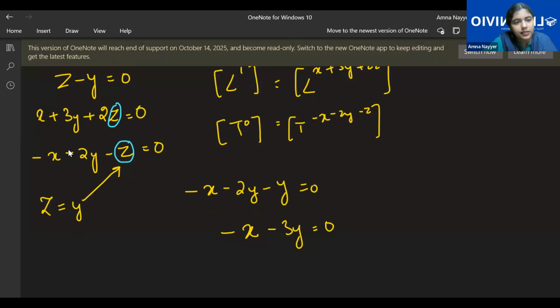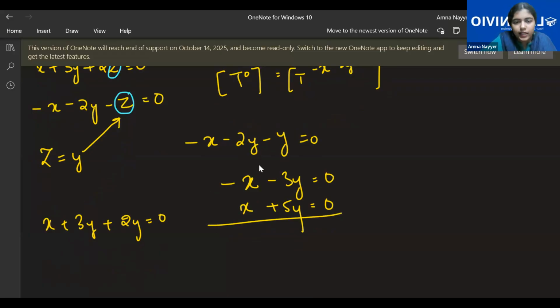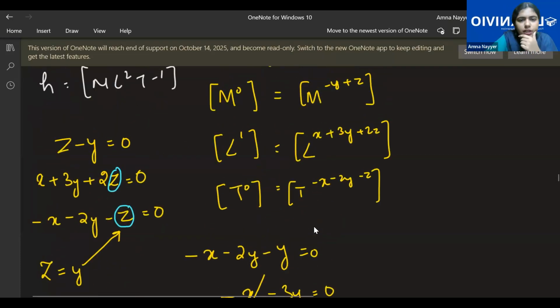And from the first equation, x plus 3y plus 2y is equal to 0. That makes it x plus 5y is equal to 0. Two equations, two variables, we'll be able to get the values. And once you have the value of y, whatever answer of y you get will be the exact same answer for z. Now look, let's add them because x will be cancelled. So when you add them, x will be cancelled. 5 minus 3 gives you 2y, right? Which is still equal to 0 here.